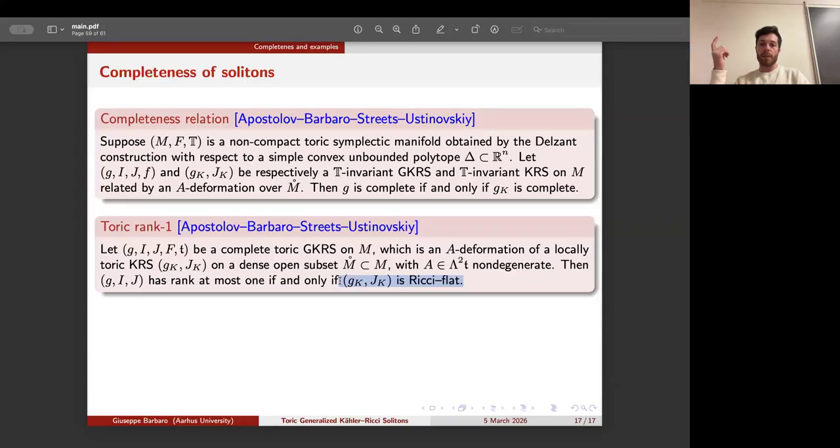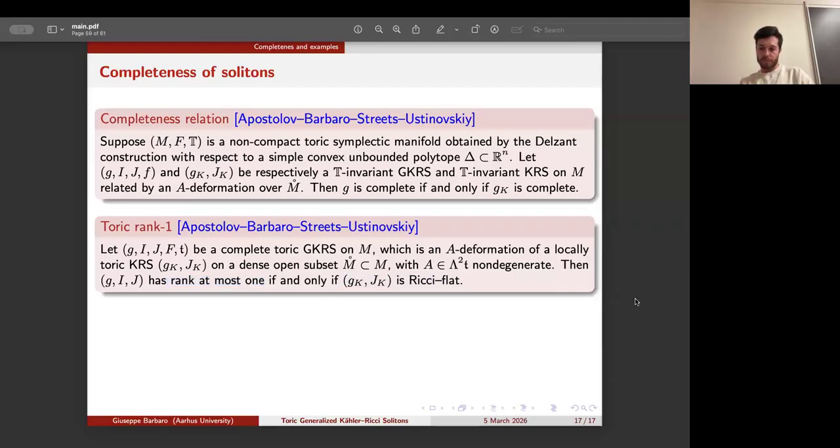And if you remember how we define xi and xj starting from Kähler-Ricci soliton, they were B plus AC and B minus AC. But if B is 0, it means that these two vector fields are just one minus the other. So this is why if you start from a Kähler-Ricci flat and you do this construction, you end up with a generalized Kähler-Ricci soliton, which is at most rank 1.